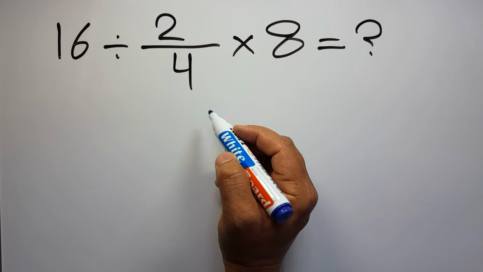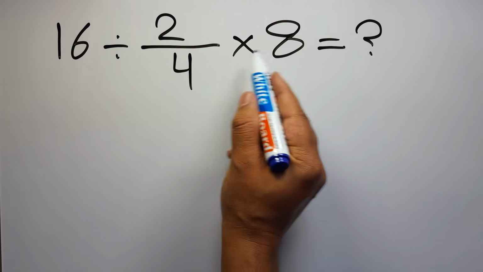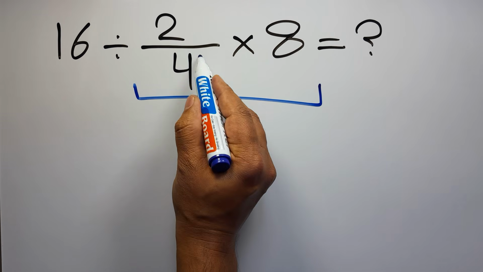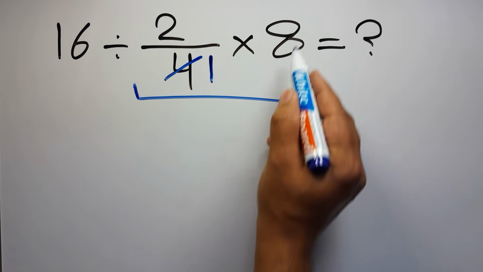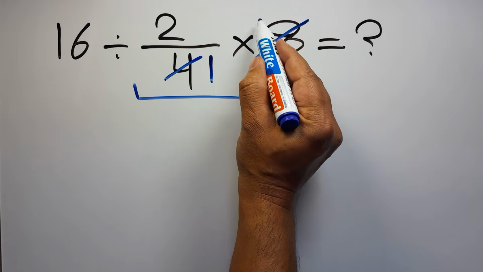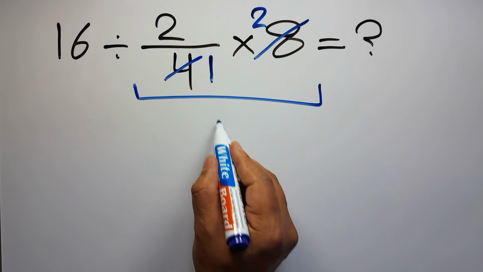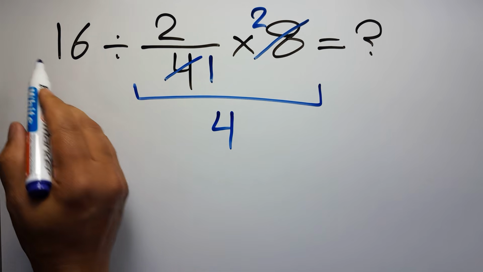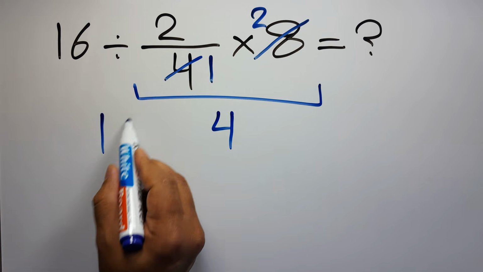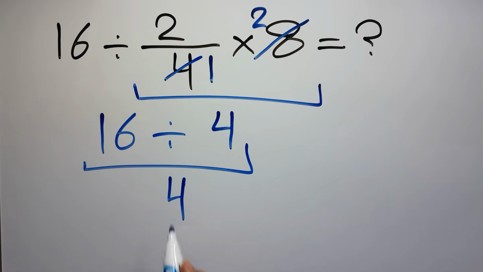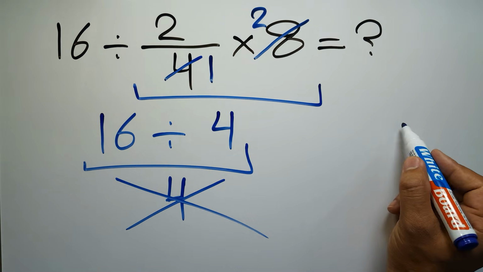First, we do this multiplication, 2 over 4 times 8. Okay, 4 divided by 4 gives us 1 and 8 divided by 4 equals 2. So here we have 2 times 2, which equals 4. So 16 divided by 4 equals 4.